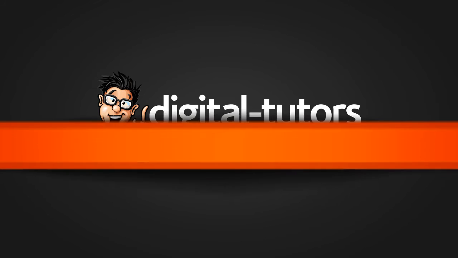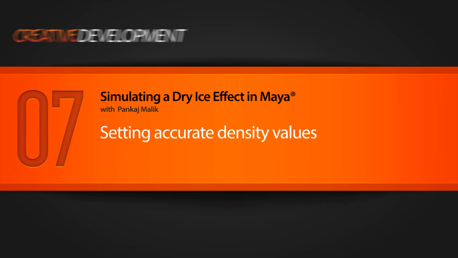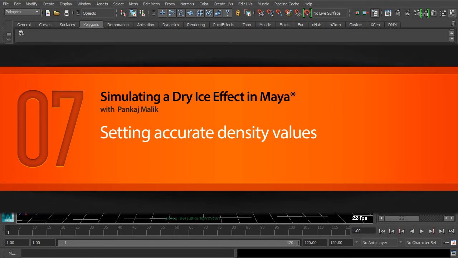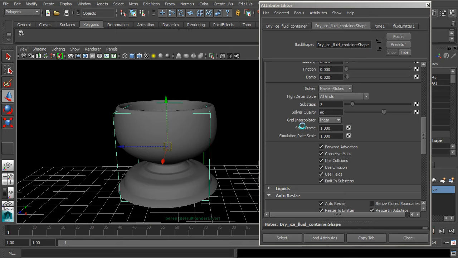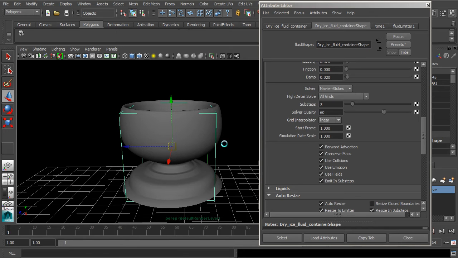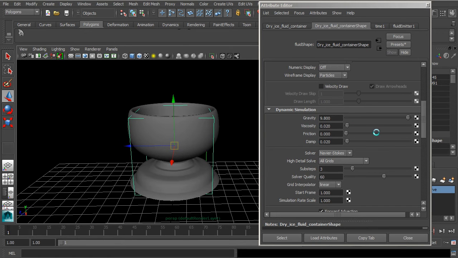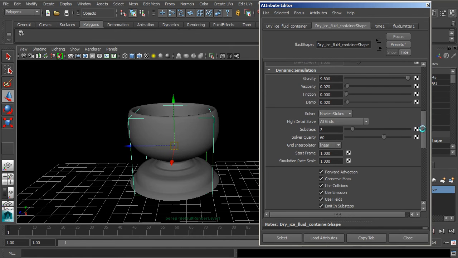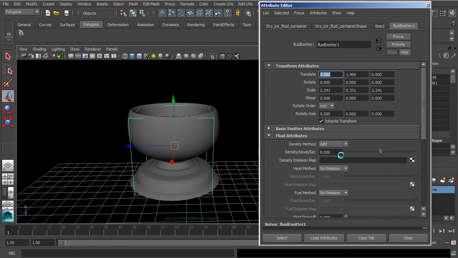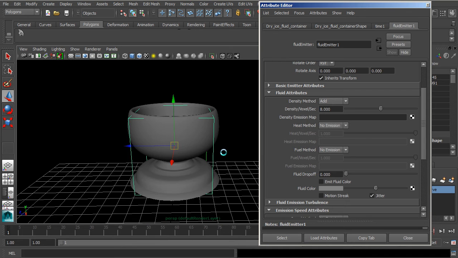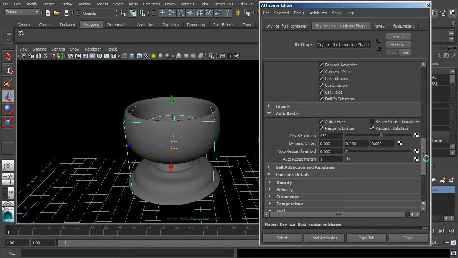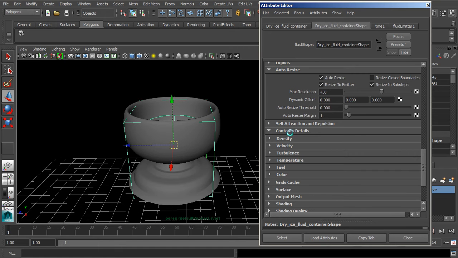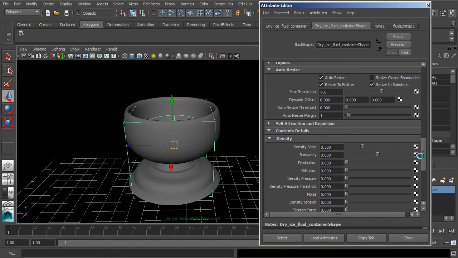Alright, so welcome everyone. In this lesson, we're going to discuss the important density and velocity section, which is again really going to be very important stuff. So far we have discussed the important dynamic simulation attributes and the important fluid emitter attributes, which are really very important to understand the motion of the dry ice. But now here we would like to go for the content details, which is the density section.